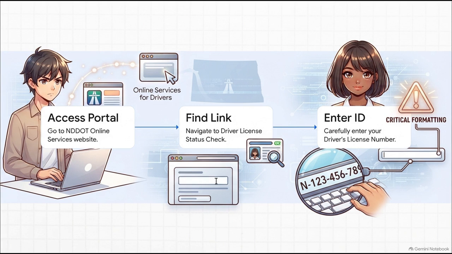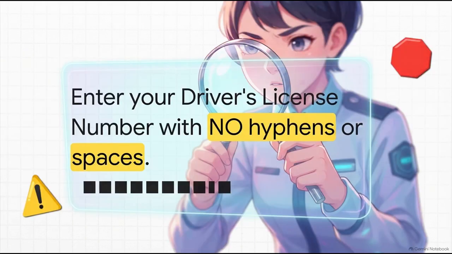Then, step 3, you will carefully type in your driver's license number. But hold on, before you hit enter, there is an absolutely critical formatting rule you have to know. This is a huge one, straight from the NDDOT system. You must enter your driver's license number with absolutely no hyphens and no spaces, just one continuous string of characters. If you include spaces or dashes, the system simply won't recognize your ID, and you'll get hit with a frustrating, completely avoidable error message. Nobody wants that.